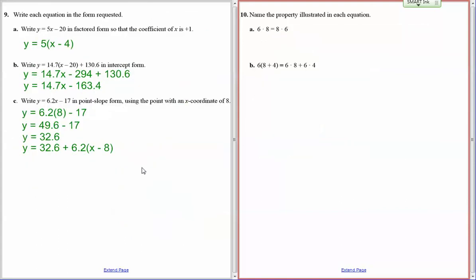Properties illustrated here. That is the commutative property of multiplication, that you can multiply in any order and still get the same thing. 6 times 8 is 48, just like 8 times 6 is 48. And for 10b, this is called the distributive property, that 6 times the sum of 8 and 4 is equal to the sum of 6 times 8 and 6 times 4.